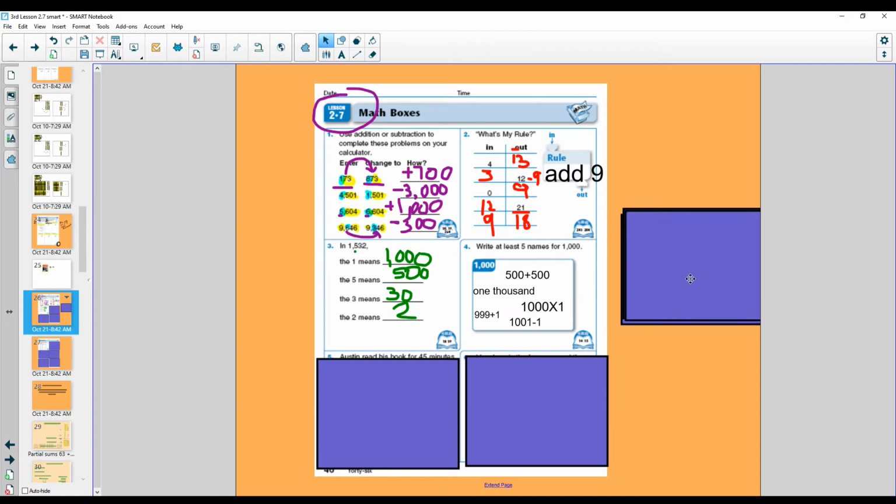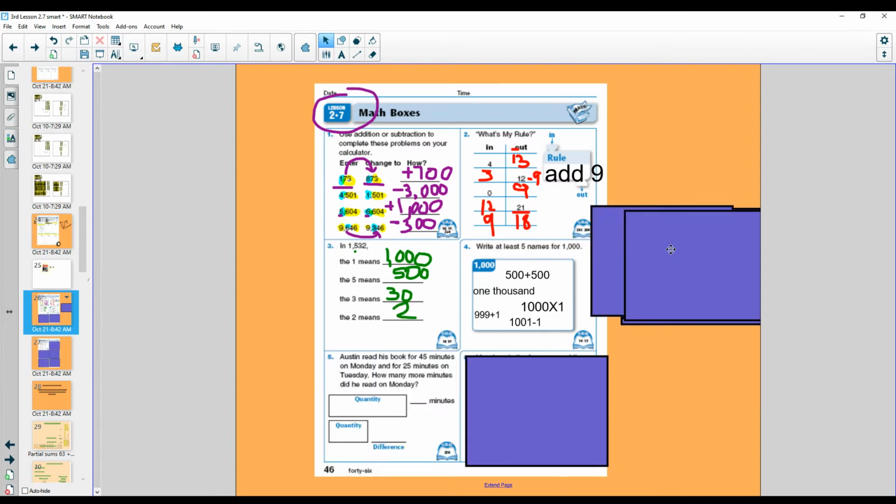All right, you needed to write 5 names for 1,000. So I gave you some examples. You might have something different, but I did 500 plus 500. I wrote the word 1,000. I did 999 plus 1, 1,001 minus 1, and 1,000 times 1. All right, so yours might look a little different, but they should all equal 1,000.